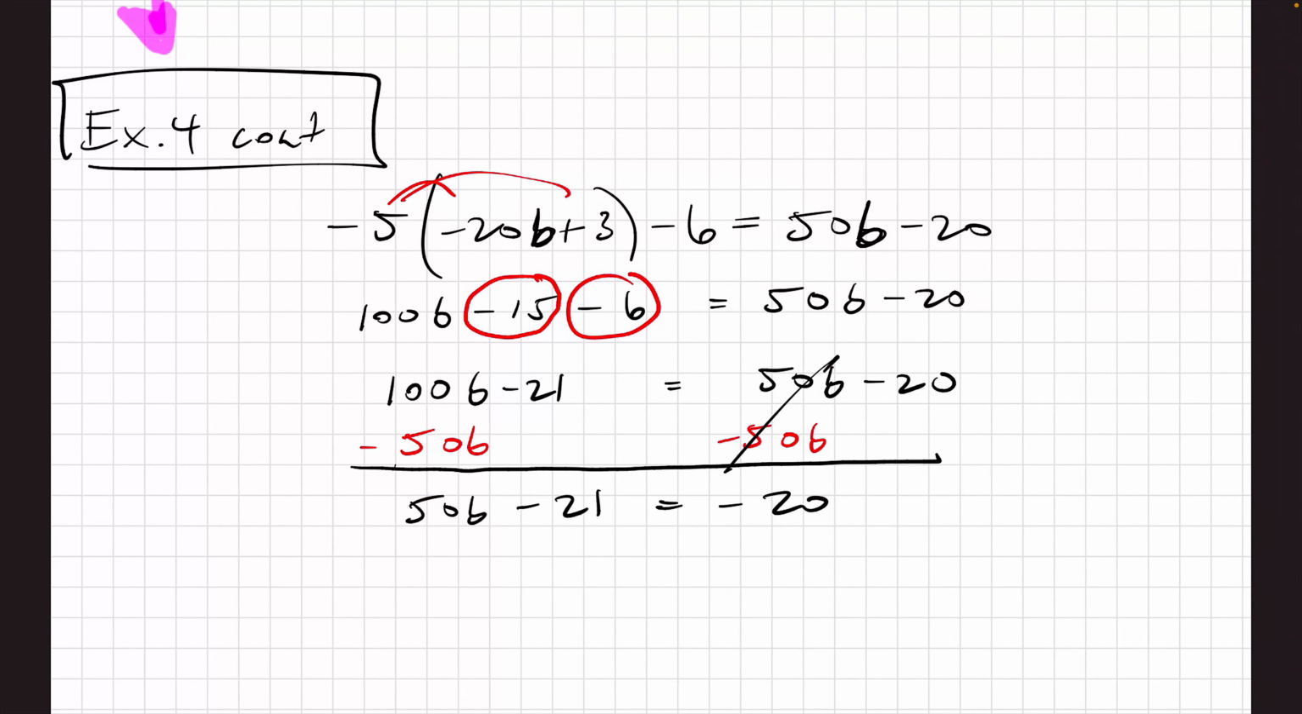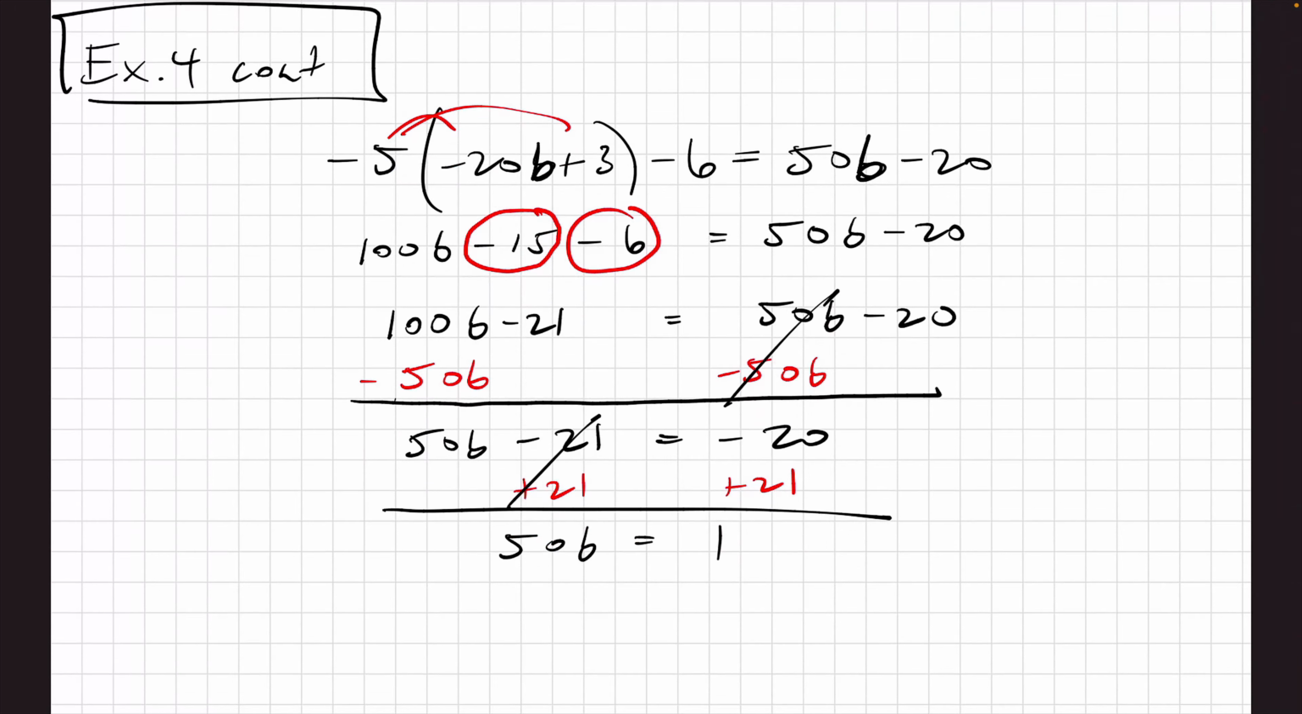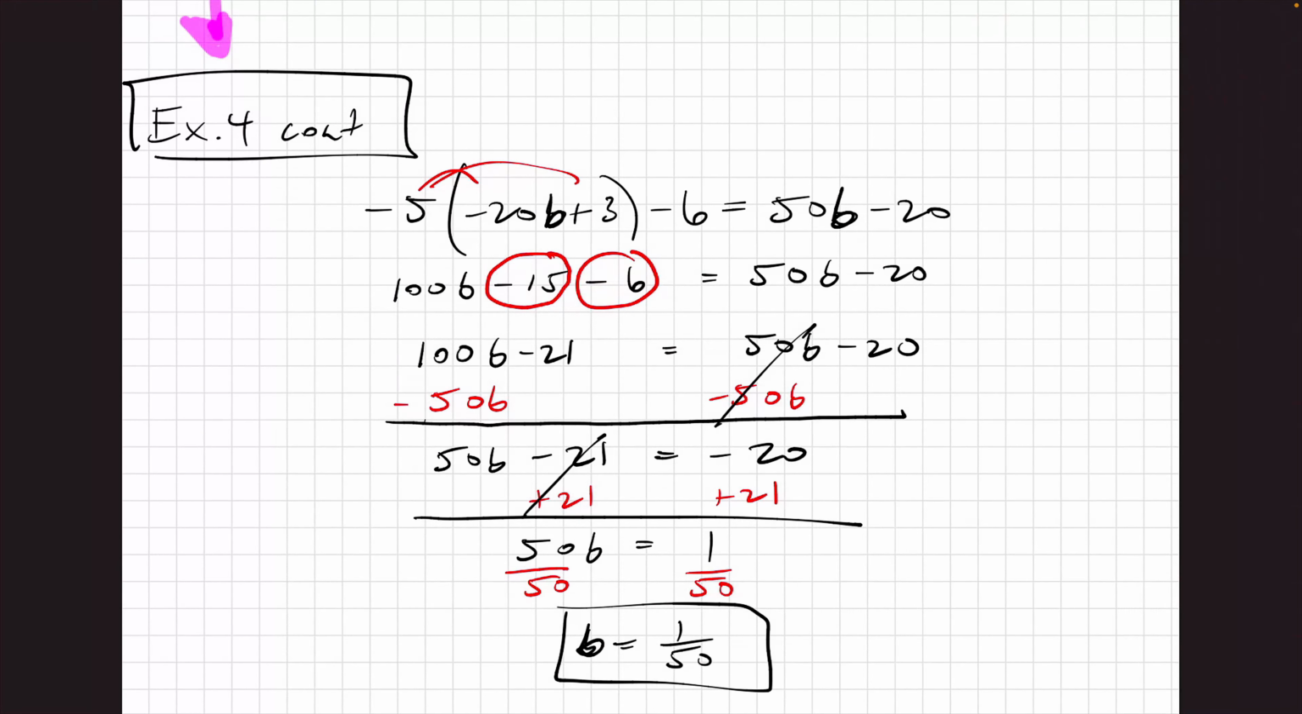Add 21 to both sides. So you get 50b equals 1. Divide by 50, you're going to get a very small answer. 1/50th. b is 1/50th.